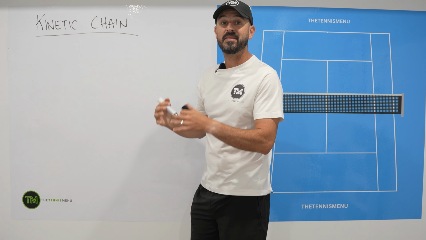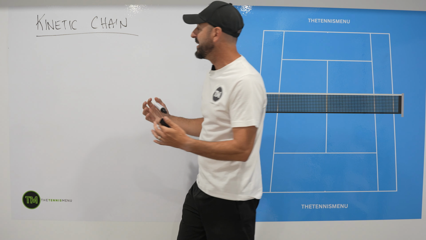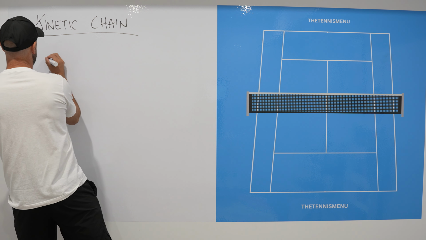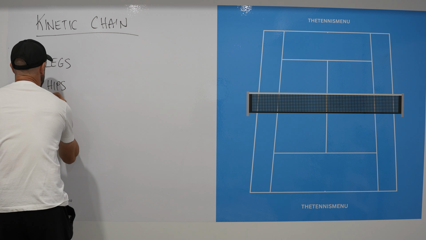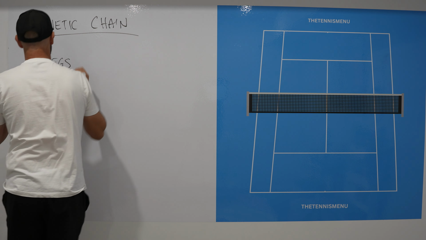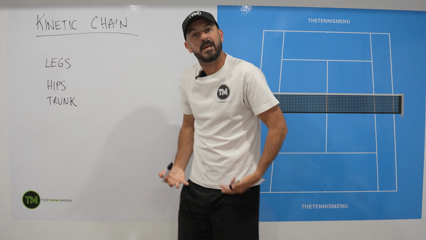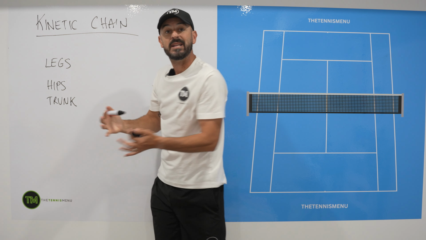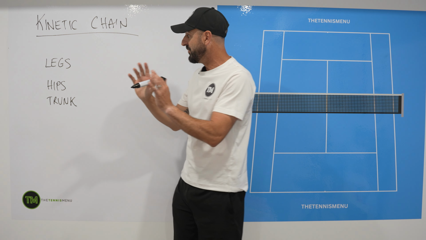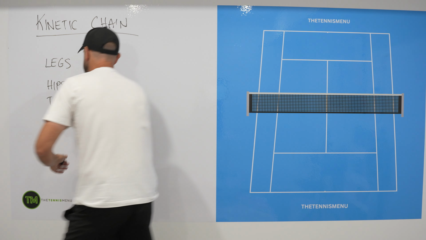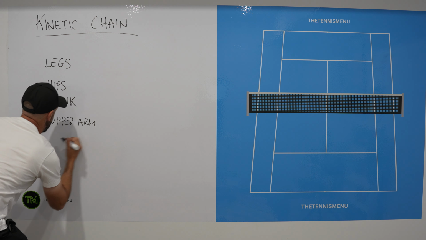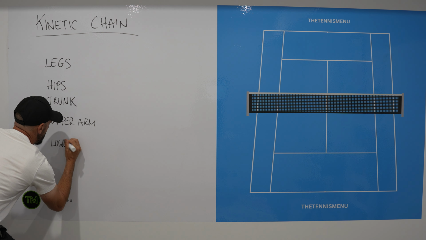When we talk about the biggest muscles that we need to look at, we talk about the legs. We then look at our hips and our trunk as our three biggest segments, legs, hips, and trunk, to generate speed into the ball first and foremost. Once those three have generated speed, we then look at the upper arm and the lower arm or the wrist.